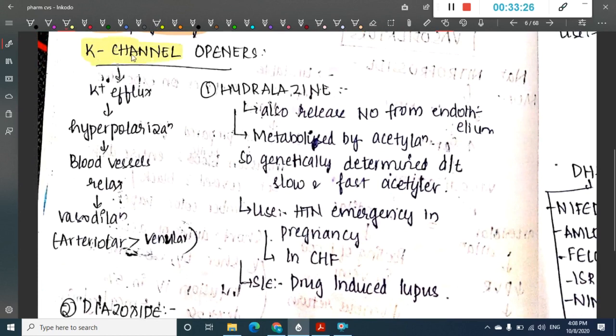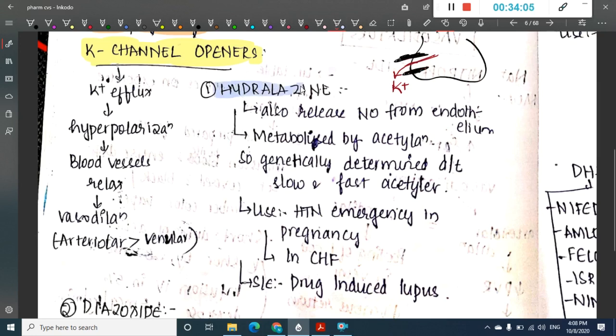So what are the potassium channel openers? We have different types of potassium channel openers. What do these do? Once the potassium channel is opened, if this is the terminal, what is happening here? Here the potassium channel is opened. Because of that, the potassium which is in the nerve reaches outside. There is potassium efflux, right? Whenever there is potassium efflux, there is hyperpolarization occurring. Because of this hyperpolarization, the blood vessels will relax, thus causing vasodilatation.